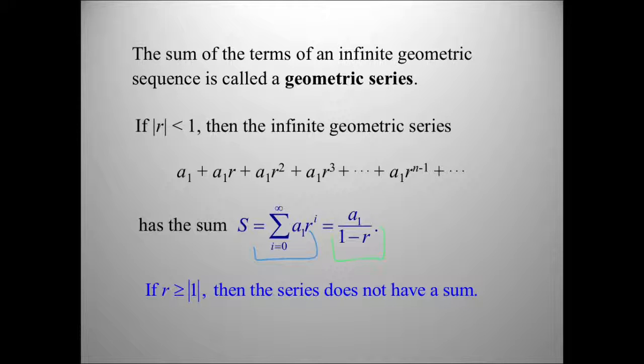So when you're trying to evaluate an infinite series, you want to first identify the common ratio to determine if you even have a sum. If you do, if your absolute value of r is less than 1, then you would apply your formula. Let's look at two examples.